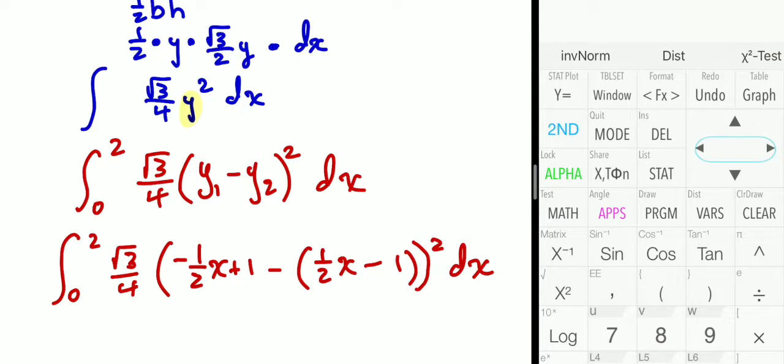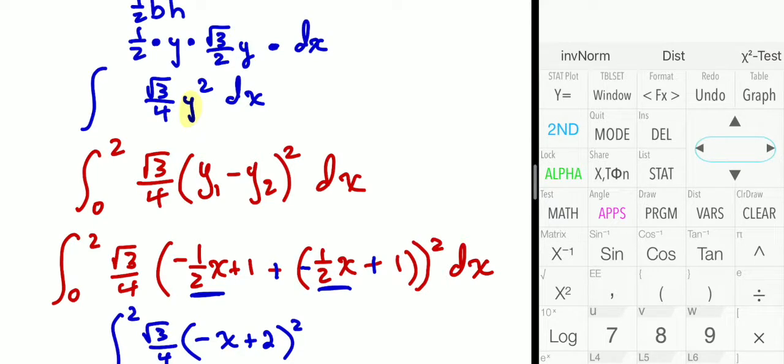All right, so I can simplify a little bit. I'm going to run through with the negative sign, so I'll make it positive, negative, positive. We can combine some terms here: negative half minus another half is going to give me negative x. 1 plus 1 is 2. Whole thing squared, radical 3 over 4, and we're integrating over the interval of 0 to 2 dx.